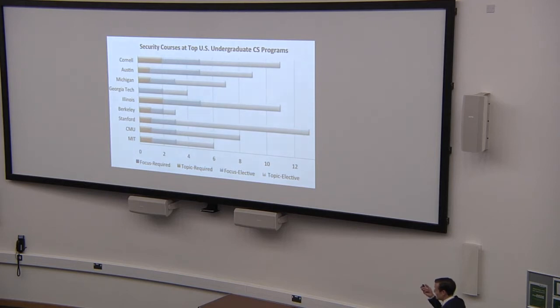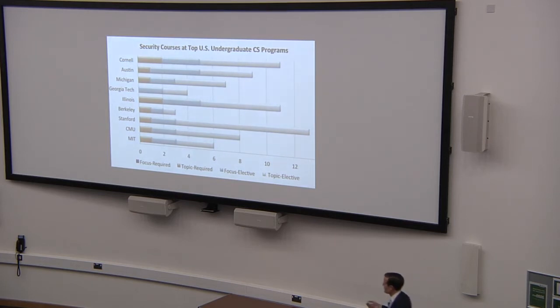This shows 9 of the top 10 computer science programs in the United States. We don't cover the 10th because Caltech doesn't publish their syllabi. But what we did is we dug through course syllabi for the undergraduate computer science degree track at each of these schools, and we graphed out how many courses, either elective or required, with either a complete focus on security or with at least one topic touching on security, those undergraduates likely experienced as part of their degree track.